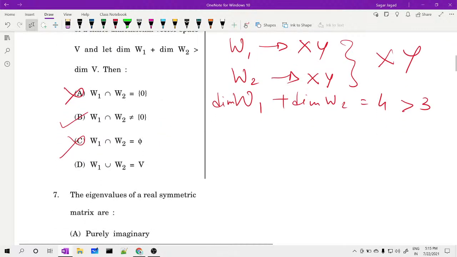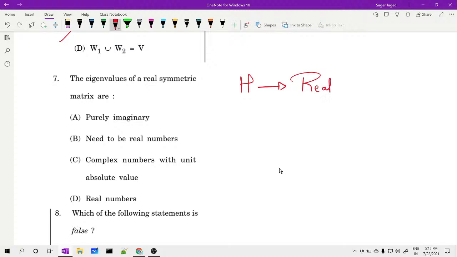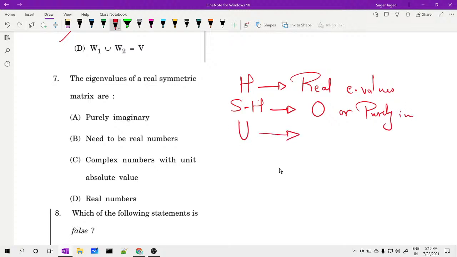Okay, let's go for the next one. The eigenvalues of real symmetric matrices. My dear friend, we know that Hermitian matrices have real eigenvalues. And skew Hermitian has eigenvalue either 0 or purely imaginary. And my unitary, or what we call an orthogonal in the real case, has mod of the eigenvalues equal to 1. Mod is nothing but the norm of it, right? The norm of it should be equal to 1, the modulus value.